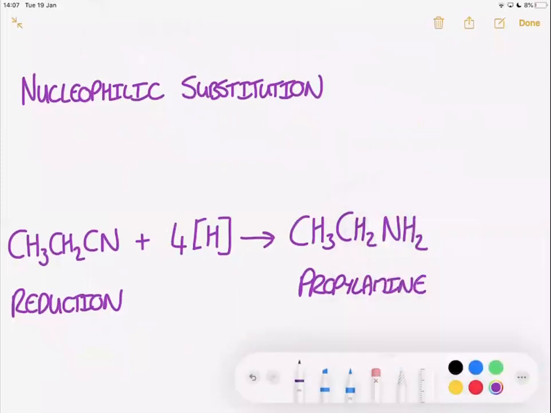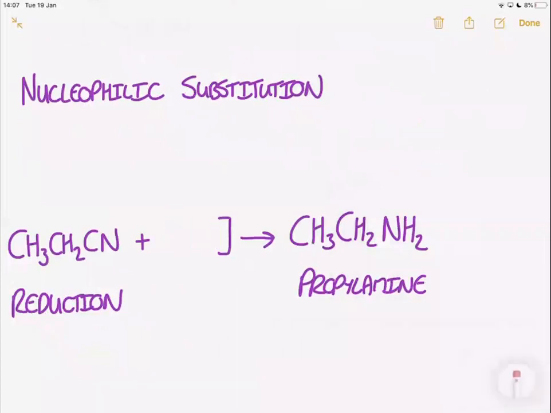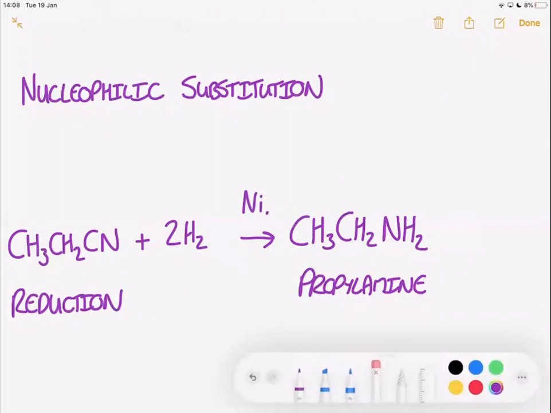And then you would reduce it, right? I've been a bit naughty here, so I need to improve my answer, okay? First thing is, I should really have, as I said earlier in the video, 2 moles of hydrogen gas, and we should have a nickel catalyst over the top of the reaction arrow. That's how you get your propylamine.